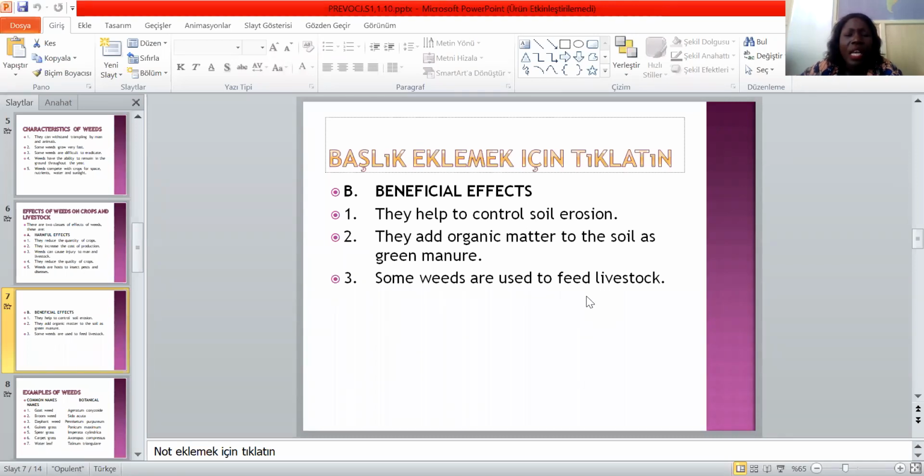Ruminant animals feed on grasses. Now, what are the good or the beneficial effects of weeds? Weeds, when they grow on the farm, they help to control soil erosion. And erosion is the washing away of the topsoil, either by water or by wind. When you have your farm covered with weeds, they reduce the rate of soil erosion, either through wind or by water.